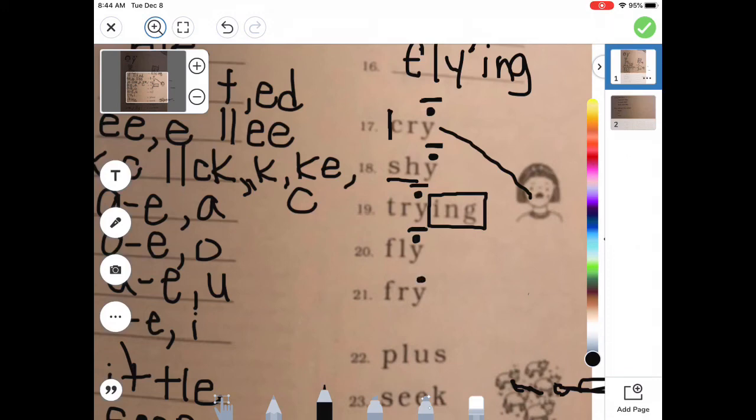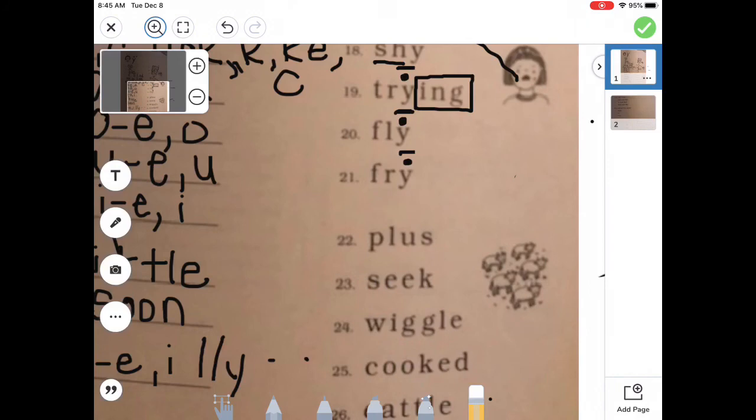Then I know since it's at the end of the word, it's probably going to be long, so let's put the macron on. And then when I sound it out, that FR is going to blend together and say fry. Very good. So we had cry, shy, trying, fly, and fry. Let's look at our first word.